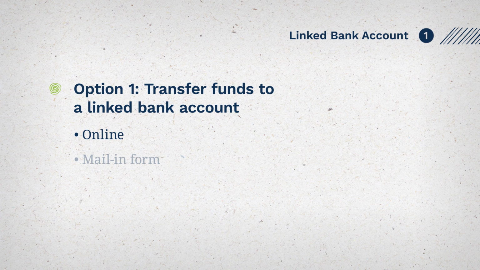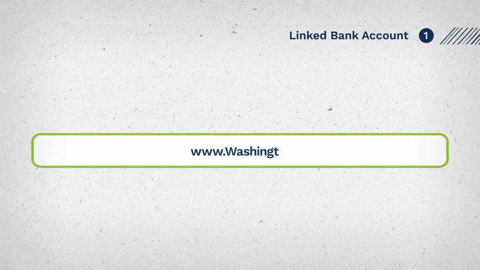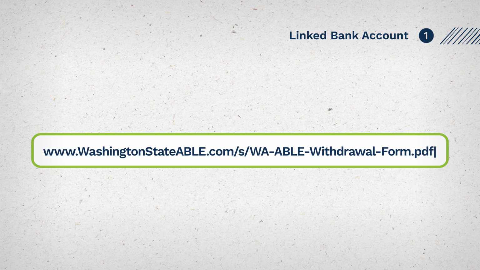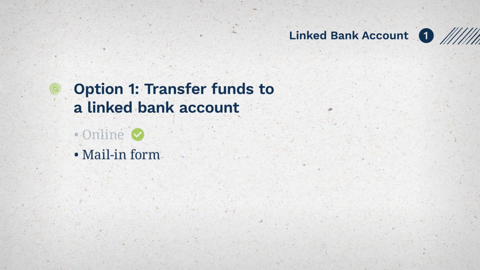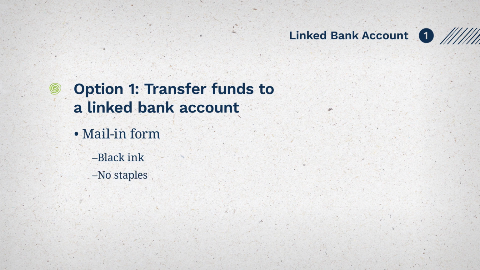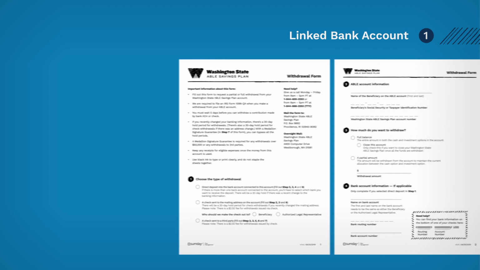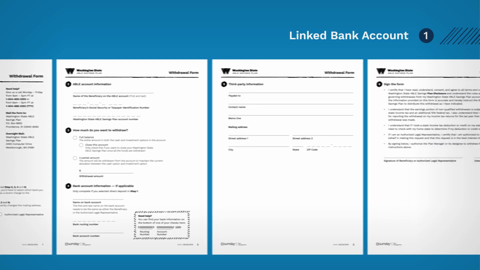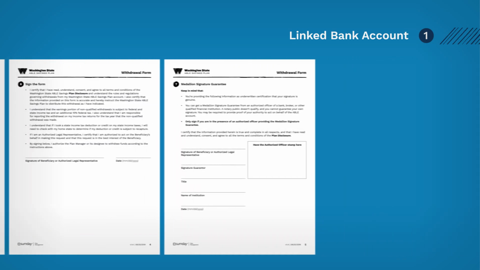You can also make a withdrawal from an ABLE account by mailing in a withdrawal form. Go to www.washingtonstate.able.com/wa-able-withdrawal-form.pdf to download the form. Print the form and only use black ink to fill it out. Do not staple any of the sheets together. Follow steps 1, 2, 3, 4, and 6 on the form to make a withdrawal from an ABLE account. You should only follow these steps if you already have a bank account linked to an ABLE account.